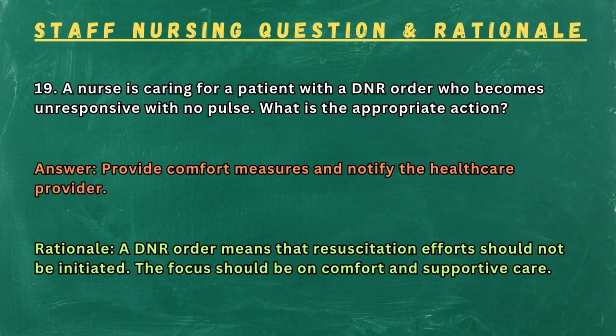19. A nurse is caring for a patient with a DNR order who becomes unresponsive with no pulse. What is the appropriate action? Answer: provide comfort measures and notify the healthcare provider. Rationale: a DNR order means that resuscitation efforts should not be initiated. The focus should be on comfort and supportive care.